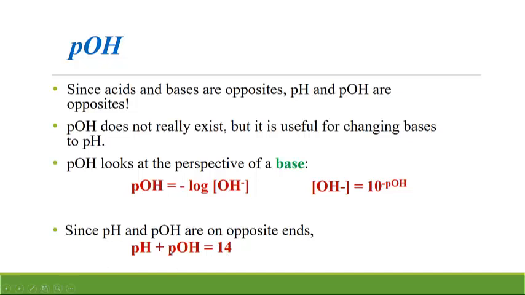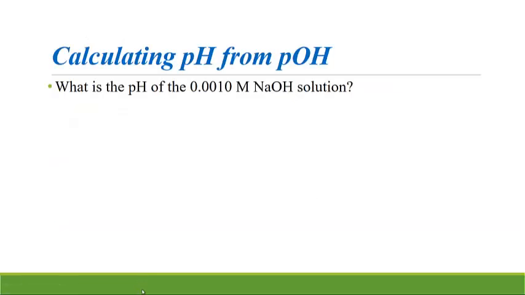And so if we find the pOH, we can then subtract it from 14 to find the pH, which is often what we're looking for. So let's take a look at this problem. What is the pH of a 0.001 molar sodium hydroxide solution?